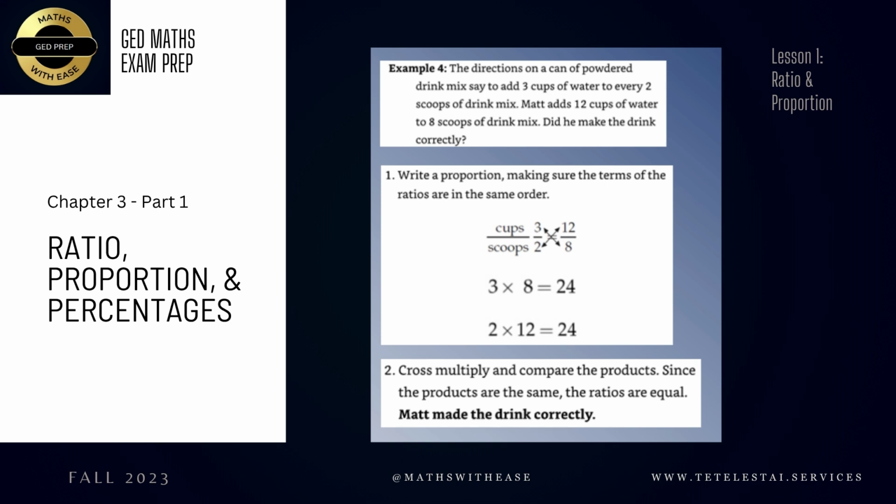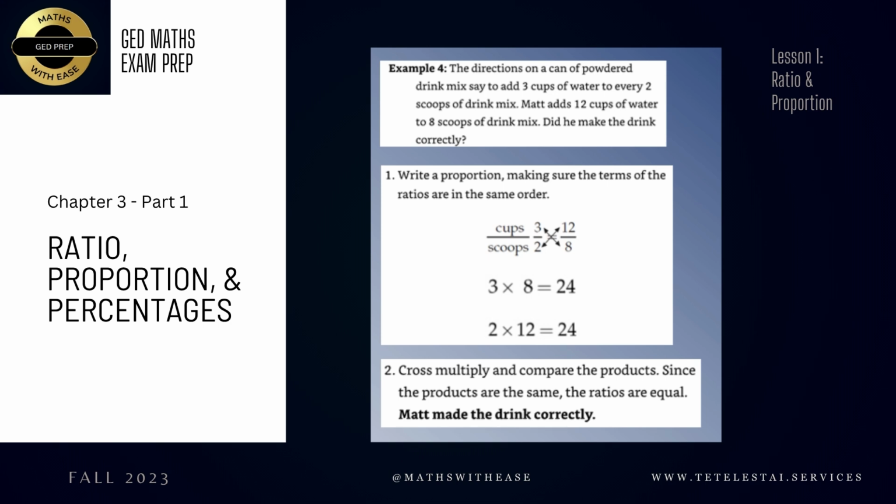It's saying that the way you add the drink is that for every 3 cups of water, you need to add 2 scoops of the drink mix, or 3, 2, right? It tells you right here. So you would write your ratio in terms of cups to scoops. So that's 3 cups to 2 scoops, right?